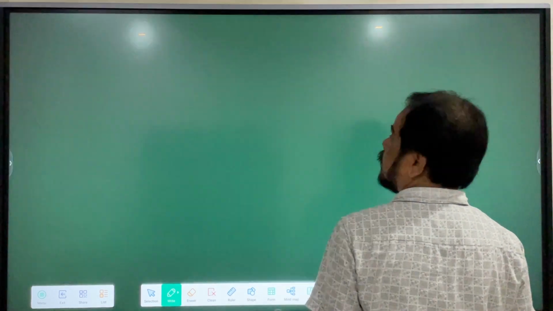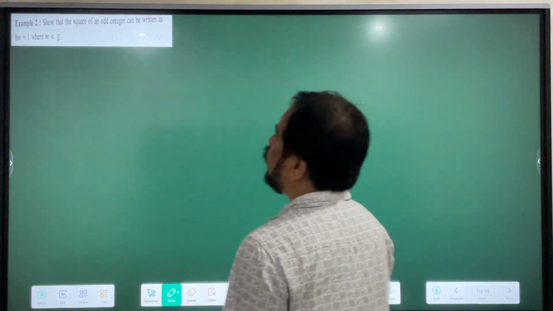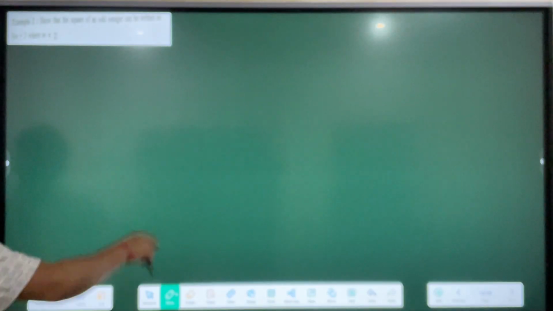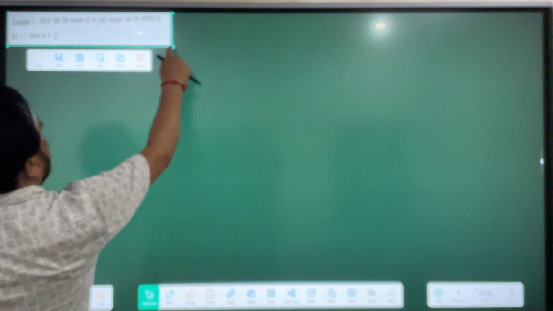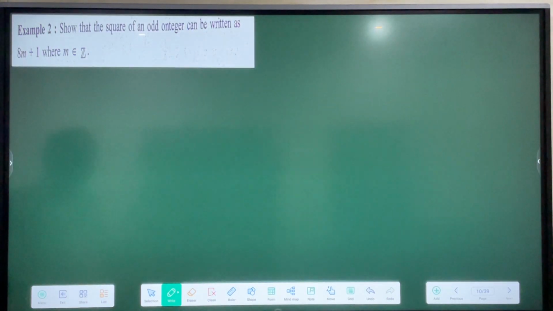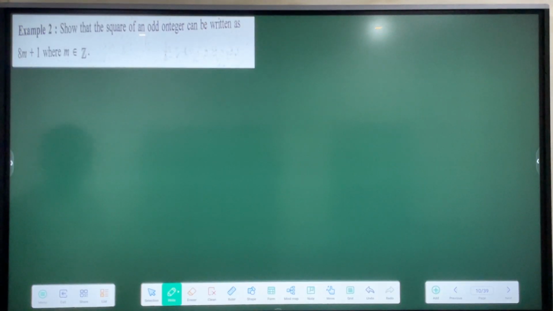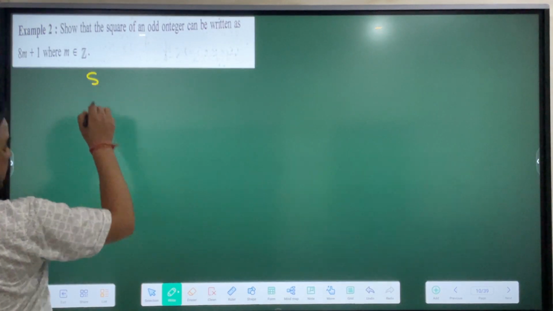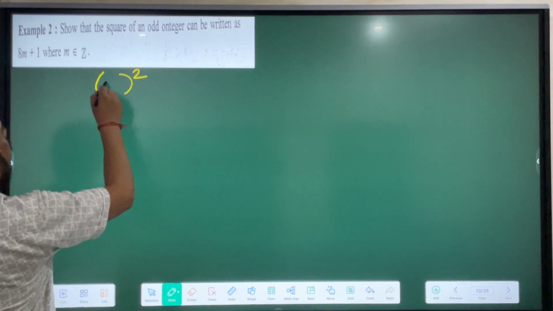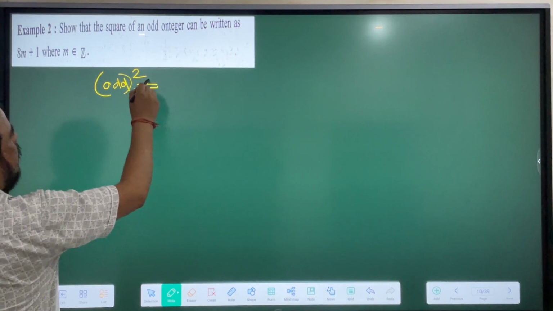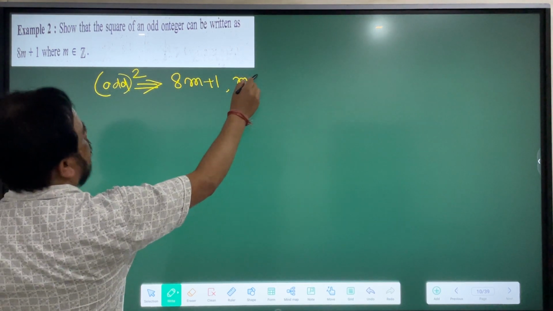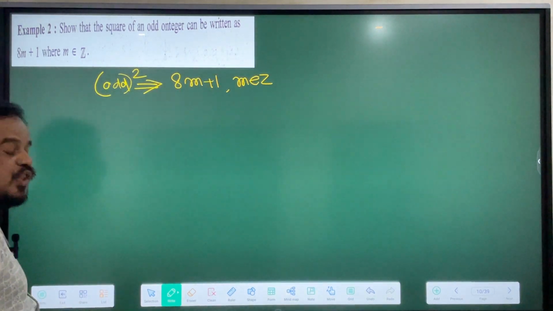Example 2. Show that the square of an odd integer can be written as 8m plus 1. The square of any odd integer can be expressed as 8m plus 1. Here m belongs to Z. M must be an integer.